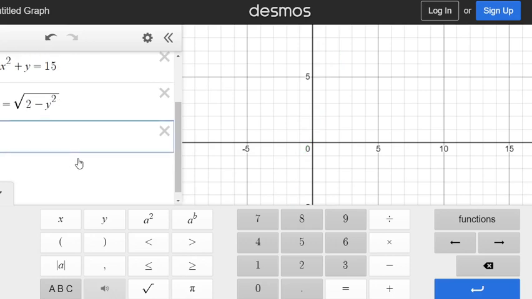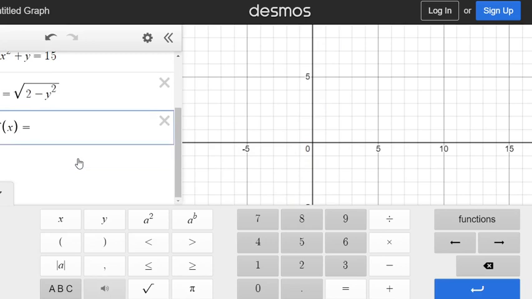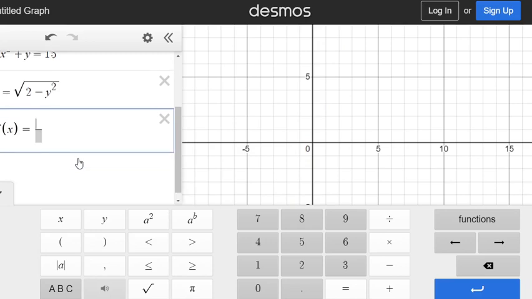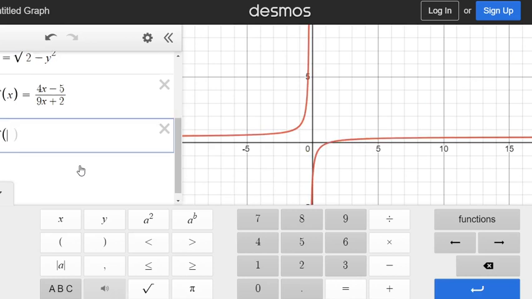So I'm going to call this one f of x also. I don't think it matters. I'm going to go ahead and type the divide, which is the little slash, just to make the fraction first, so I can type multiple things on top. So I've got 4x minus 5 on top, and then 9x plus 2 on the bottom. And then you can do f of -2.